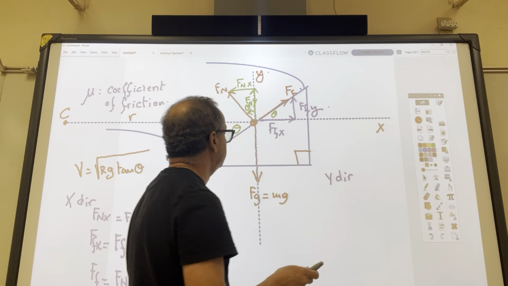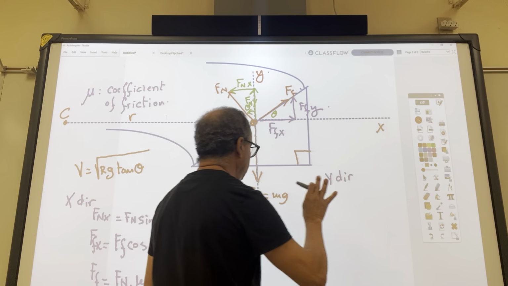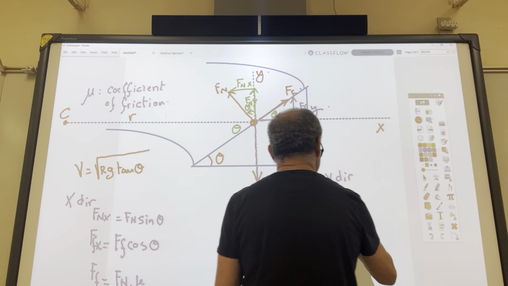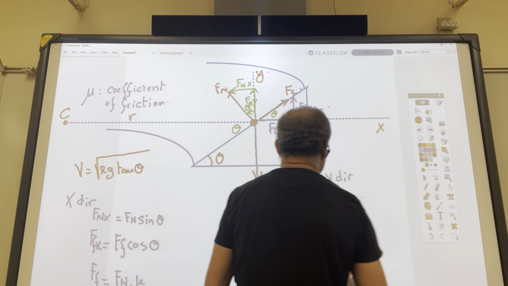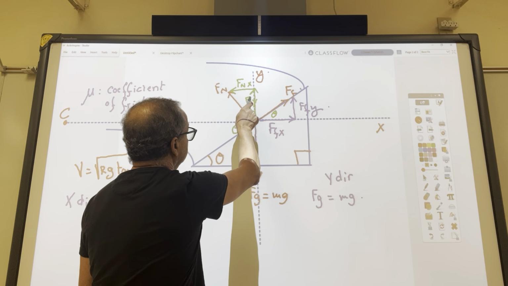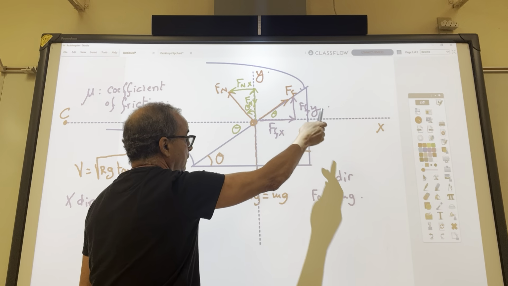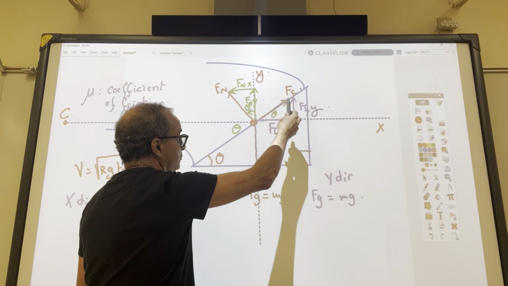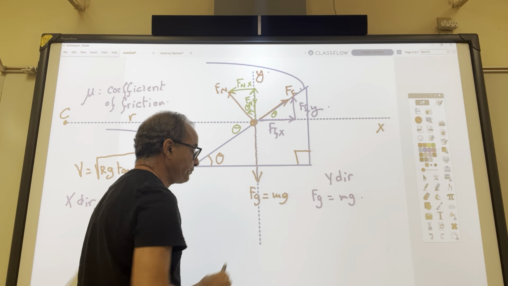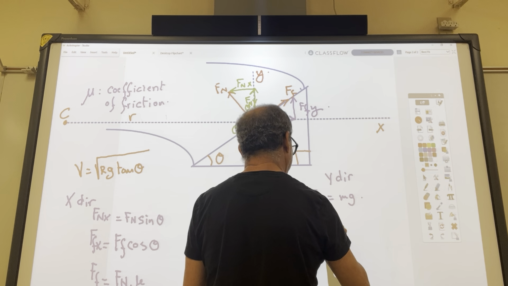Now let's do the y direction. On the y direction, we have the mg, which is already on the y-axis, so we don't need to break it down. So we have Fg equals mg. And then also we have the y component of the normal force, and then the y component of the friction. So we're going to have three forces, two of them going up, and one, the force of gravity, going down.